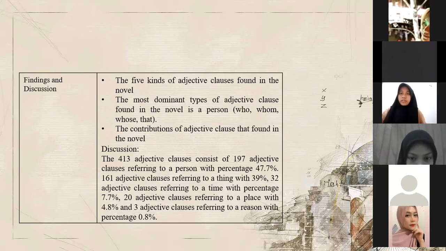161 adjective clauses referring to a thing with a percentage of 39%, and 32 adjective clauses referring to a time with a percentage of 7.7%, and 20 adjective clauses referring to a place with 4.8%, and 3 adjective clauses referring to a reason with a percentage of 0.8%.